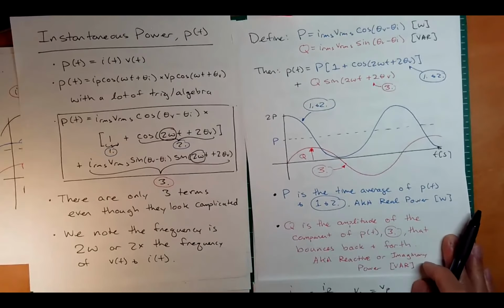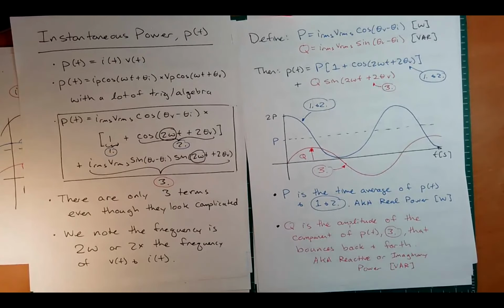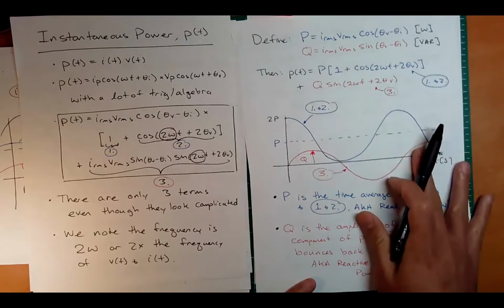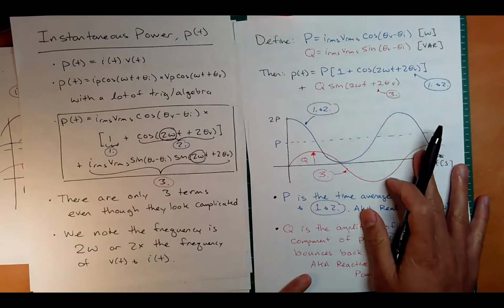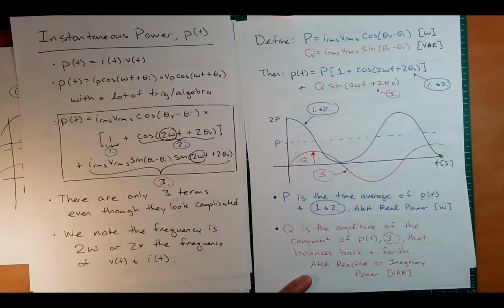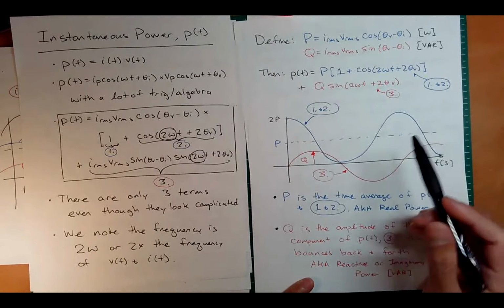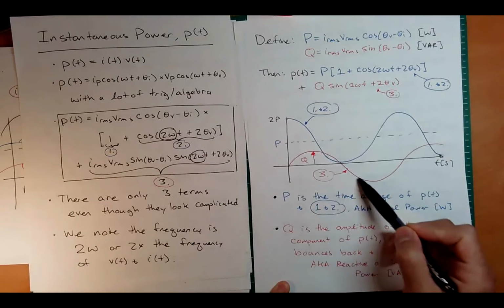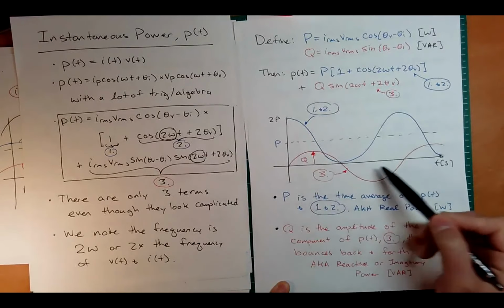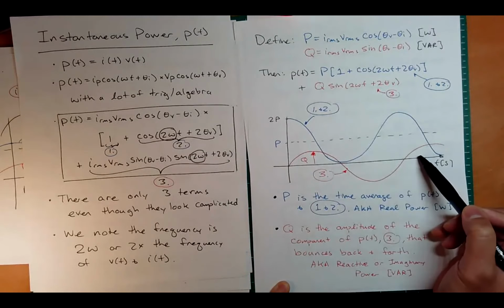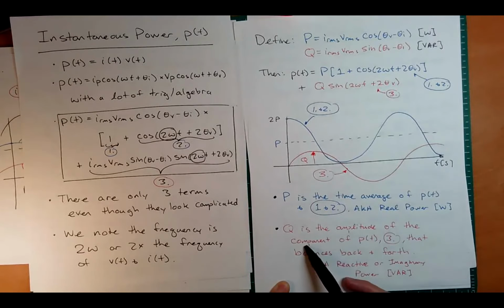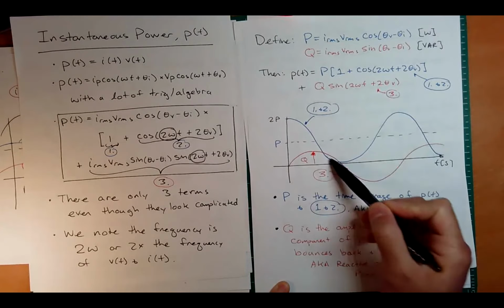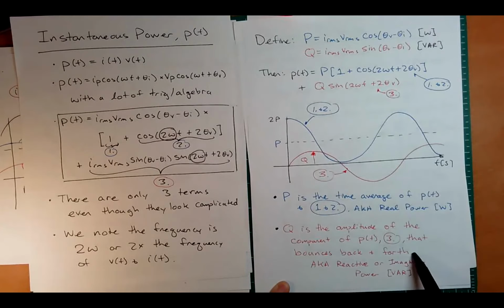And so I want to state this, and we want to be very clear, because sometimes it's hard to define what this reactive power is. You get a lot of questions. What's reactive power? Or what's imaginary power, right? Because sometimes they call this imaginary power. You'll see why later. And I want to state it clearly right here. Q is the amplitude of the component of the instantaneous power, which is number 3, that bounces back and forth. And we call this the reactive or imaginary power.